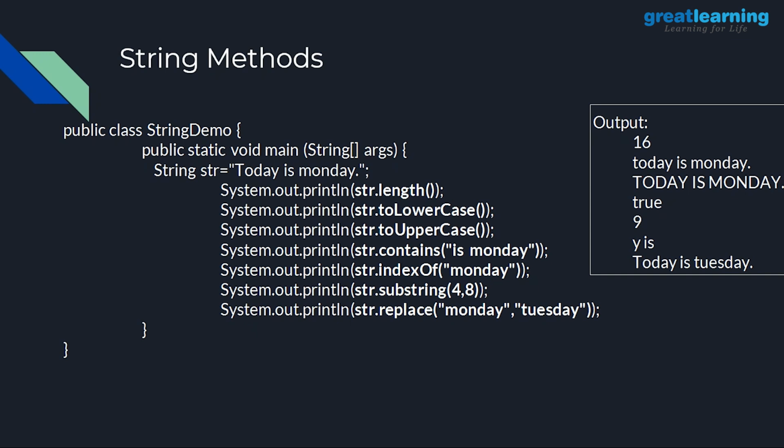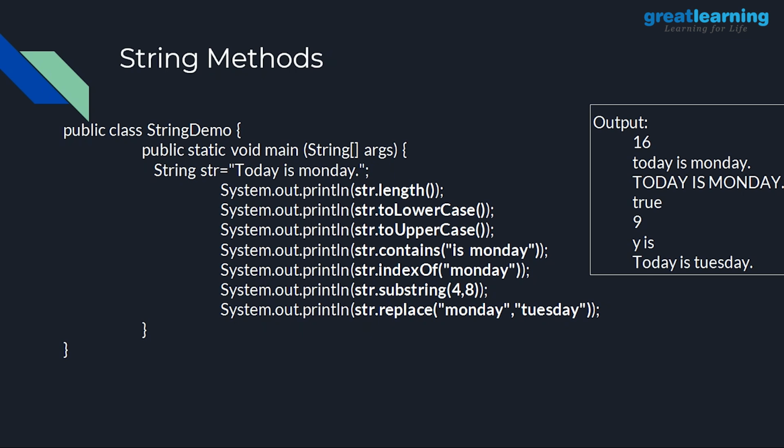So T is 0, and then O is 1, D is 2, A is 3, Y is 4. So 4 is Y. So that's 4, 5, 6 and 7. And then space is 8. So "Y space" is the substring that we were looking for, because we have defined the indexing in that way. 4 to 8 will be excluded.